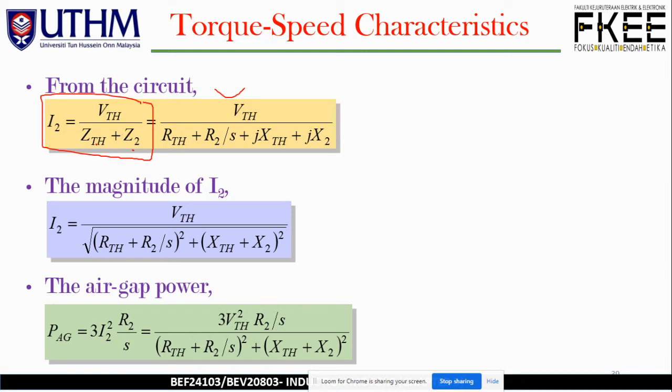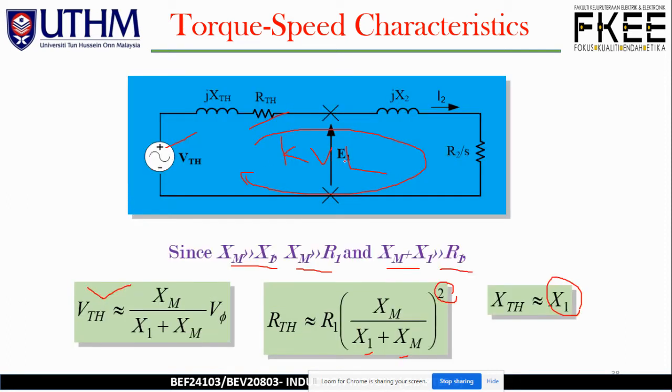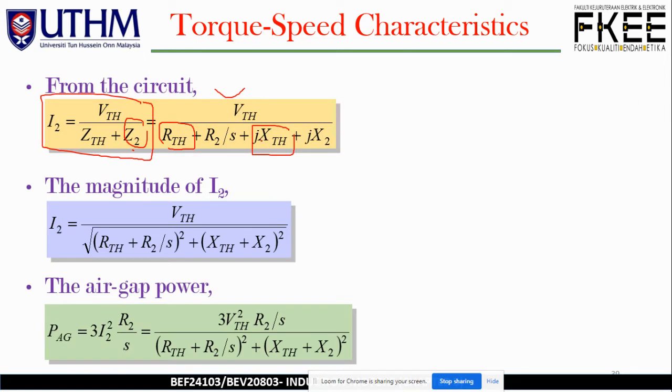And again, what is ZTH? ZTH is actually RTH plus jXTH. And what is Z2? Go back here, Z2 is these two elements. Z2 is actually R2 over S plus jX2.